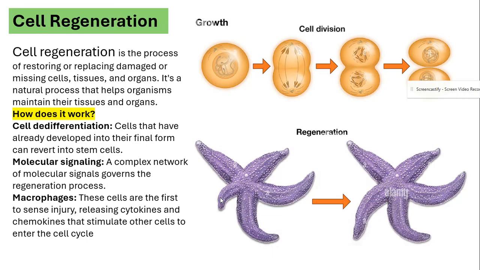Macrophages are the first cells to sense injury, releasing cytokines and chemokines that stimulate other cells to enter the cell cycle. As you can see, we have growth, cell division. Two cells are formed. This is regeneration.